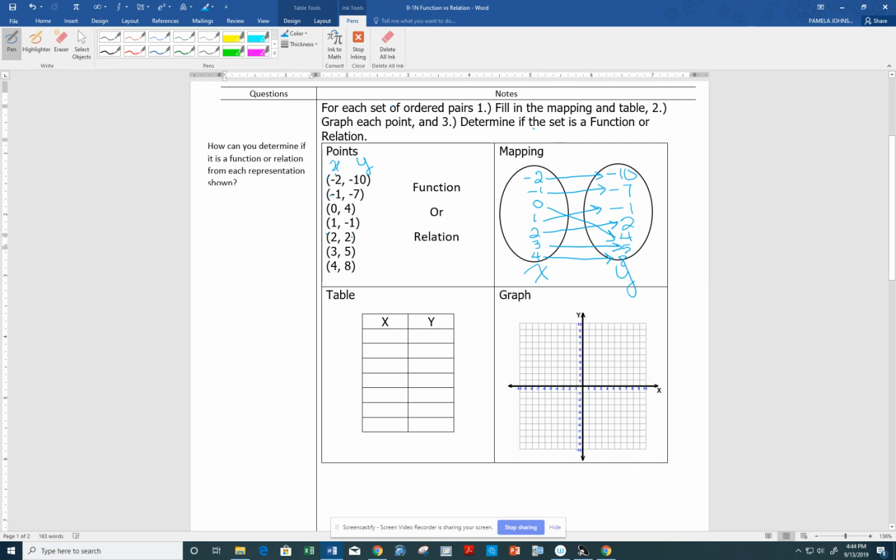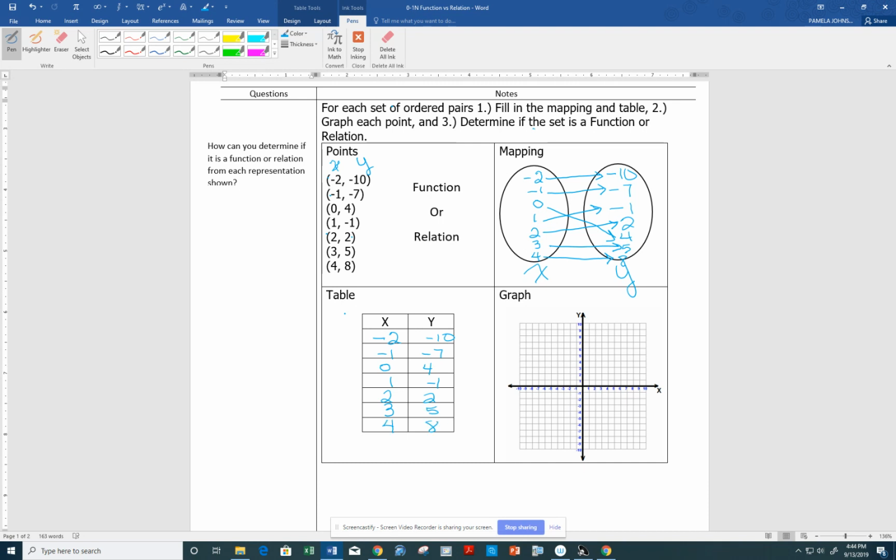So now let's put these points into the table. Again, we're just going to write our X values. It doesn't matter what order they're in, but we do need to keep the point values together. So the -2 is going to stay with the -10. So -2, -10, -1, -7, 0, 4, 1, -1, 2, 2, 3, 5, and 4, 8.